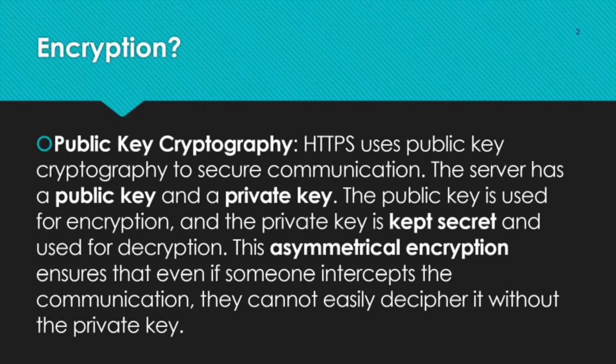The HTTPS protocol uses public key cryptography to secure communication. The server has two keys, that is a public key and a private key. The public key is used for encryption, and the private key is kept secret and used for decryption. This asymmetric encryption ensures that even if someone intercepts the communication, they cannot easily decipher it without the private key.